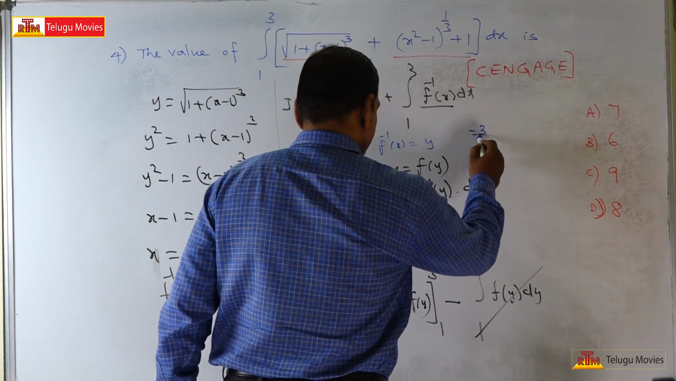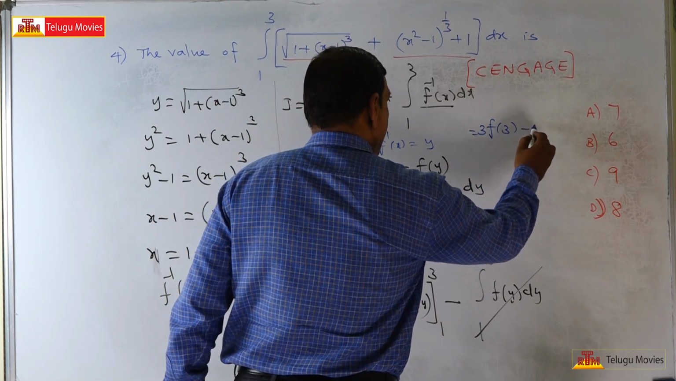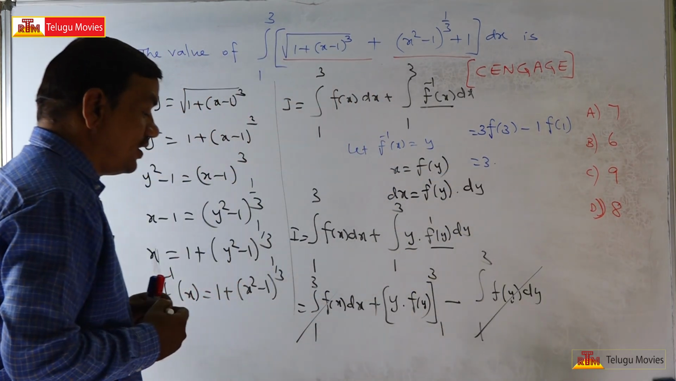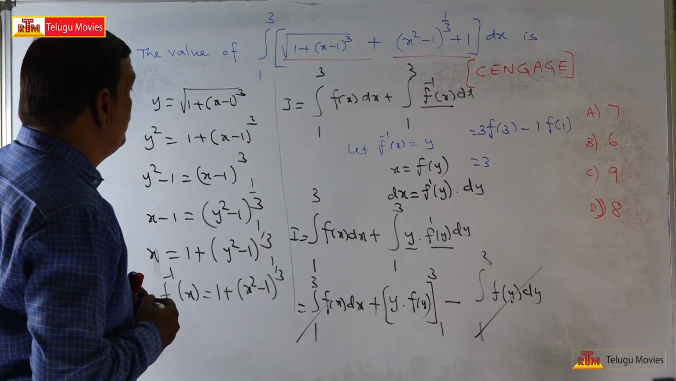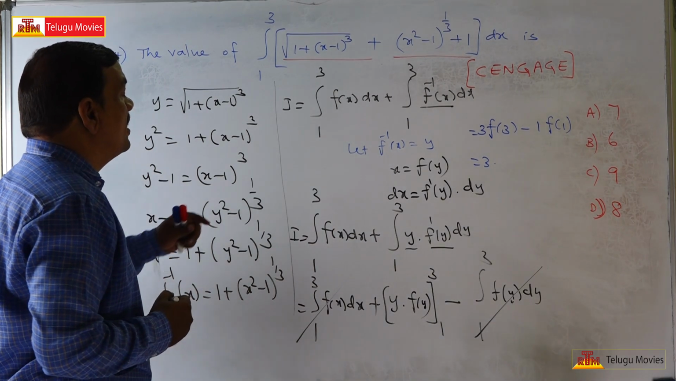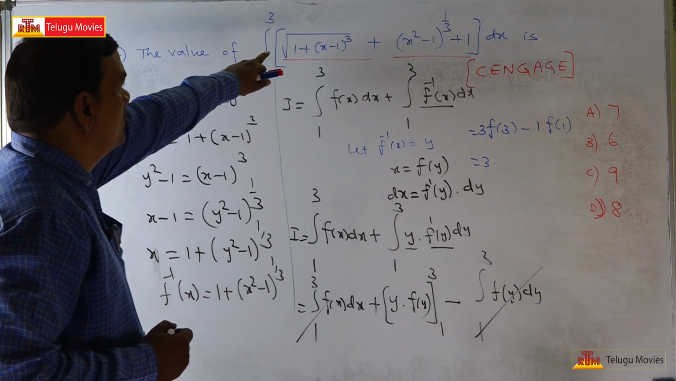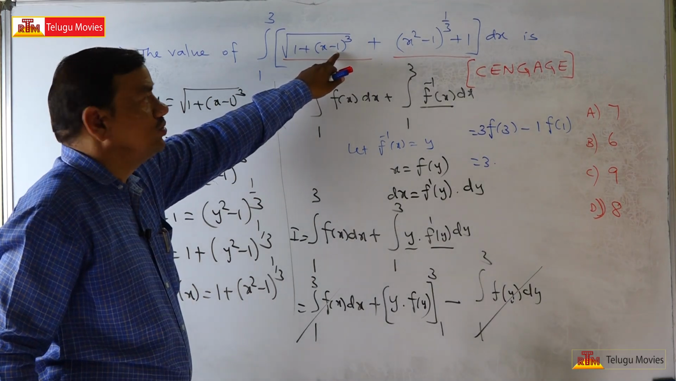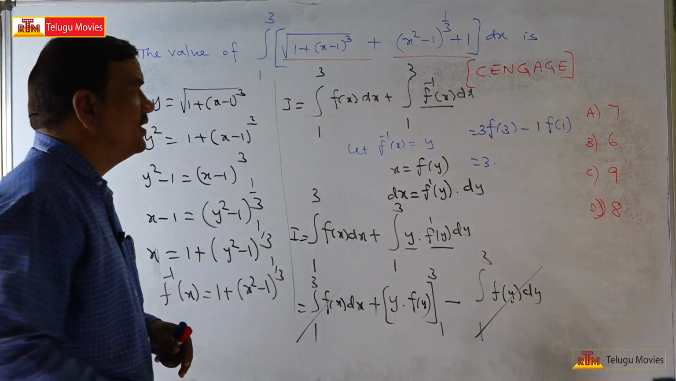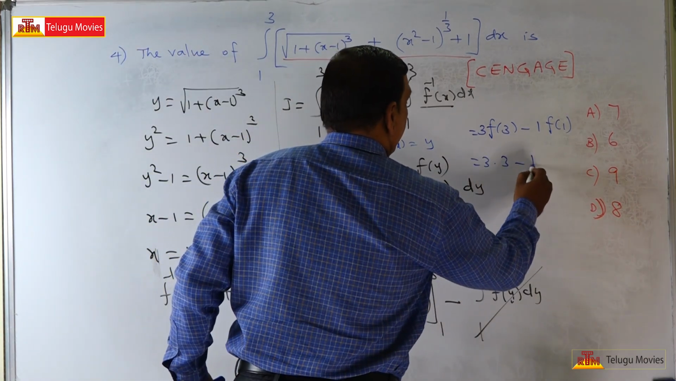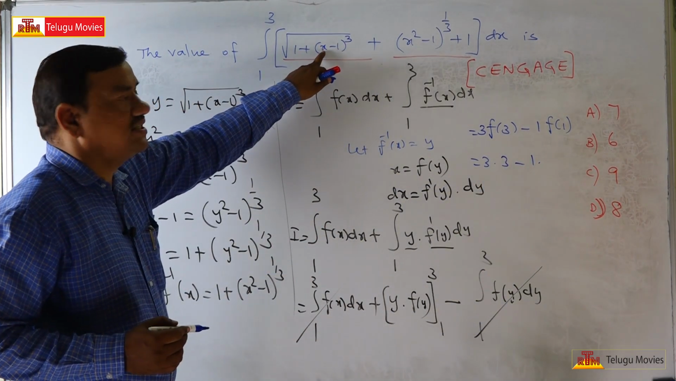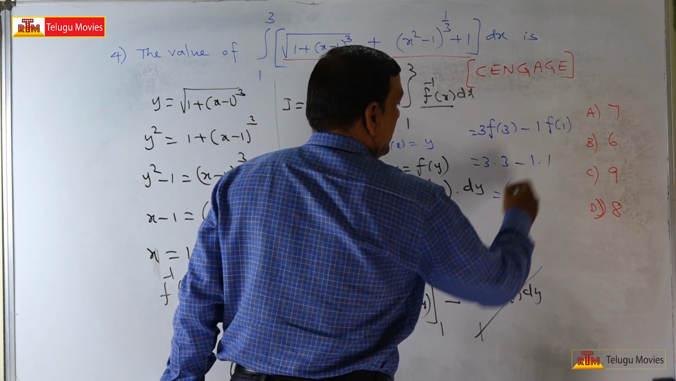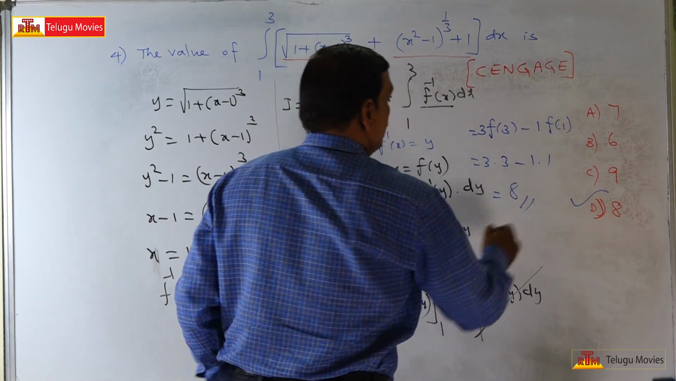So this is equal to 3 times f of 3 minus 1 into f of 1. What is the value of f of 3? Here we have taken f of x is equal to root of 1 plus (x minus 1) cube. So for f of 3, you substitute 3: 3 minus 1 is 2, 2 cube is 8, 8 plus 1 is 9, root 9 is 3. So 3 minus 1 into f of 1. Wherever x is there, substitute 1: 1 minus 1 whole cube, that is equal to 1. So this is equal to 9 minus 1, 8. So 8 is your final answer.